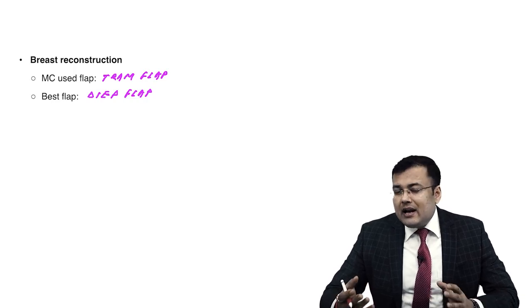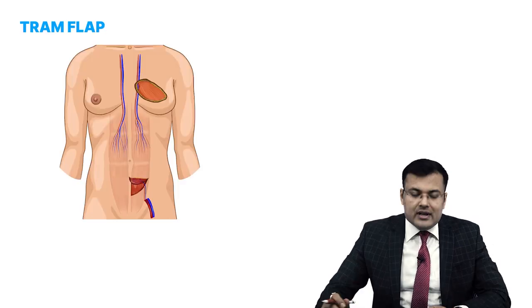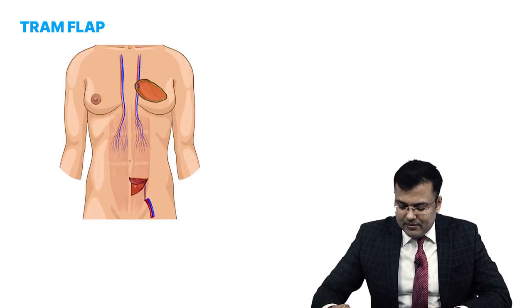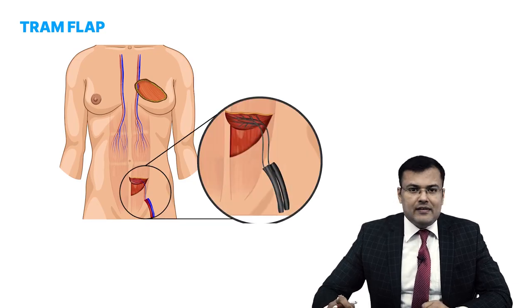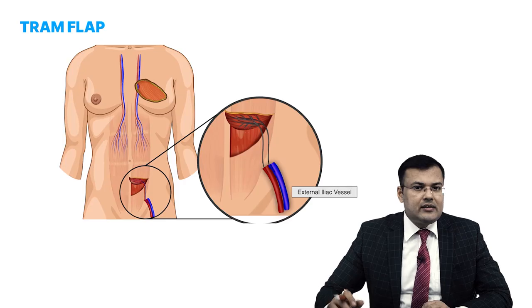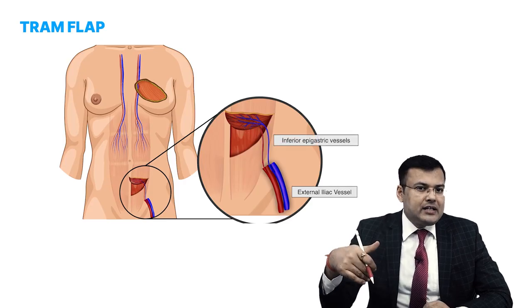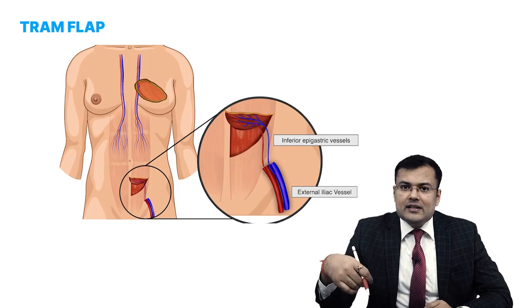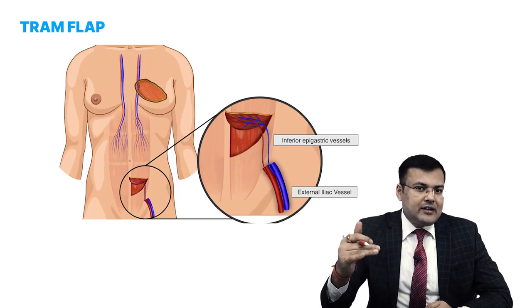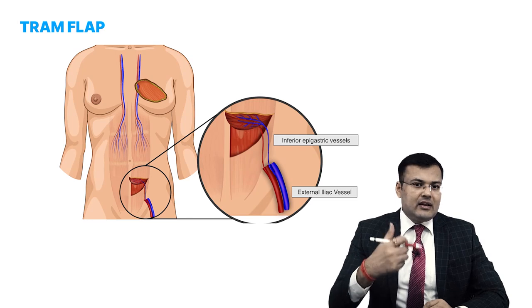So why TRAM flap is not the best flap? Have a look. See the important points related to TRAM flap. First, from where we are going to take the flap? Transverse rectus abdominis muscle. And can you see it is based on which artery? Inferior epigastric vessels. You know that inferior epigastric vessels are branches of external iliac vessels.